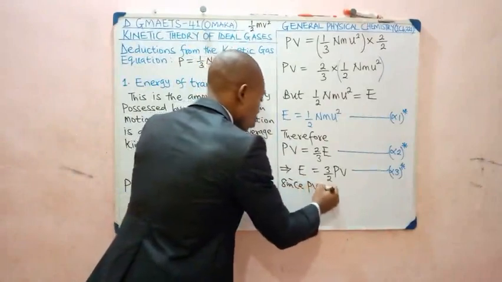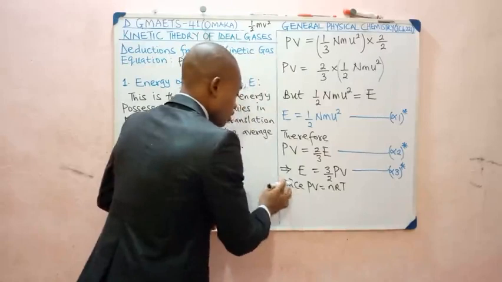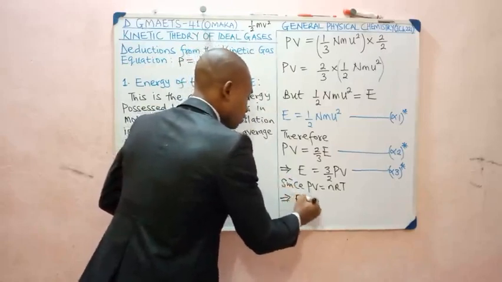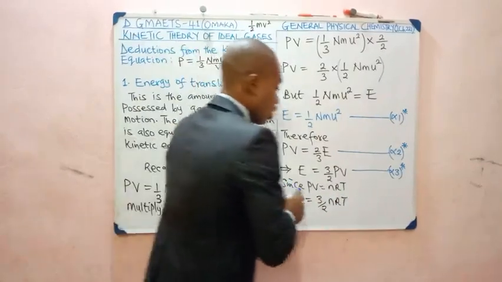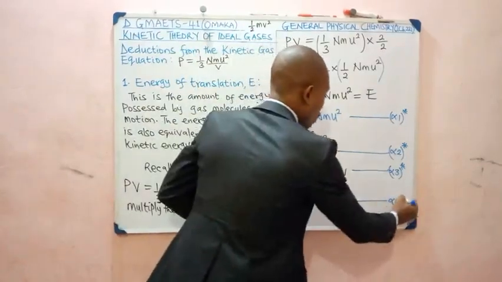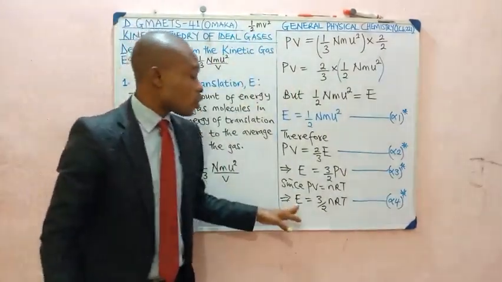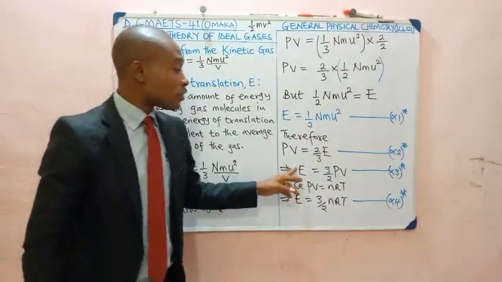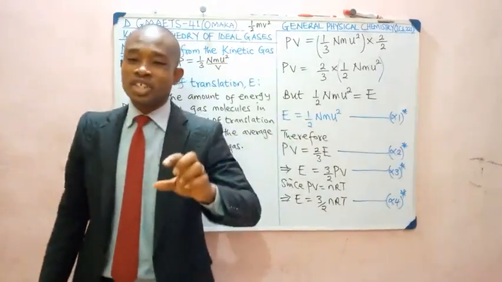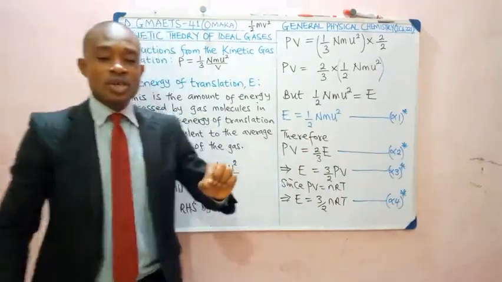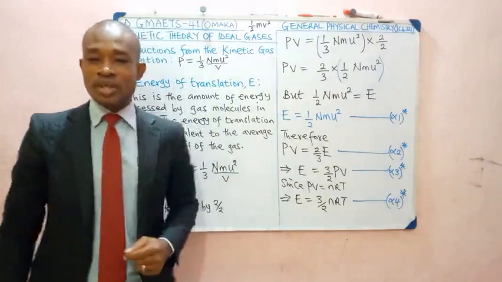Since PV is equal to nRT, it simply means that the energy of translation can still be written as 3/2 nRT. And we'll call this equation alpha 4 star. So you can see all these equations, alpha 4 star, alpha 3 star, alpha 1 star, all of them define the energy of translation. So whichever you use depends on the parameter, the data given to you in the question.